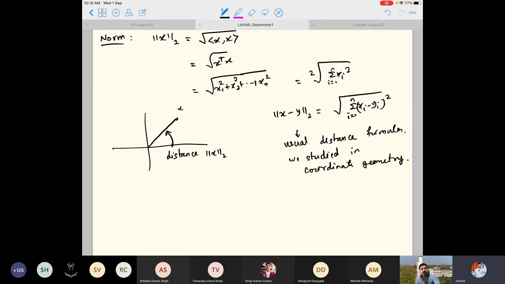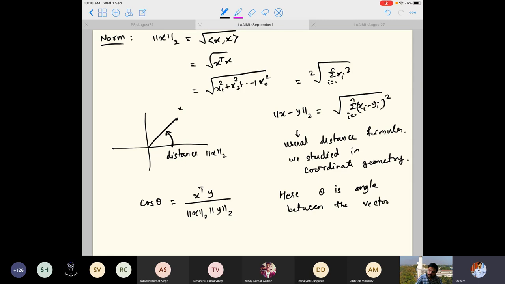And we can define the angle between the two vectors also. And the way we define the angle between the two vectors is using this formula. Cos theta is x transpose y divided by 2 norm of x times 2 norm of y. So here theta is actually the acute angle between the vectors x and y.